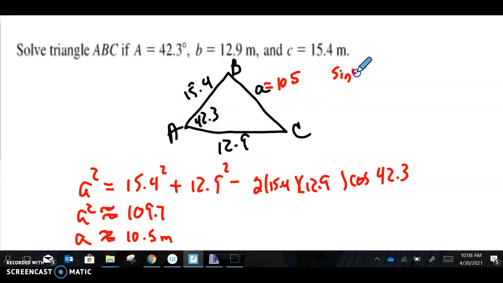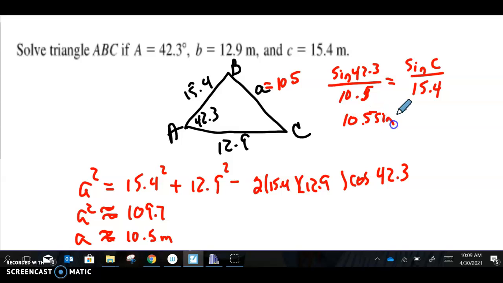I'll take the sine of 42.3 over my 10.5 equals the sine of C over 15.4. And then once I get C, I would just subtract that from 180 to get B. So I use the law of cosines, I use the law of sines. 10.5 sine C equals whatever sine of 42.3 times 15.4 is. Let's pause me and do that math.